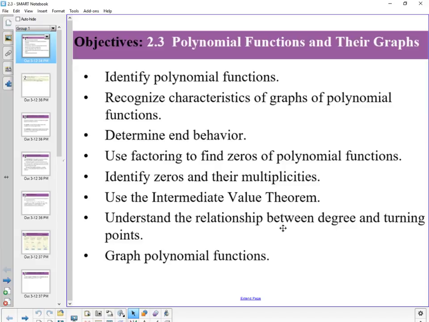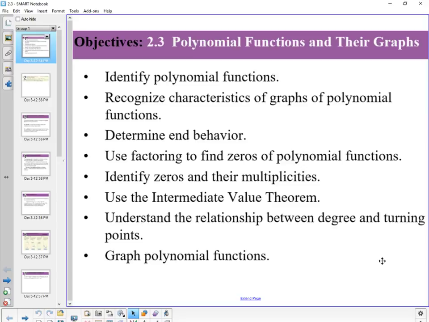Hey guys, all right, so here's our objectives today. We've got a lot of stuff to cover, so let's just get to it. First, identify polynomial functions, recognize characteristics of the graphs of polynomial functions, determine end behaviors. Use factoring to find zeros, identify zeros and their multiplicity. I think we talked about that a little bit, very vaguely, on one of the previous days.